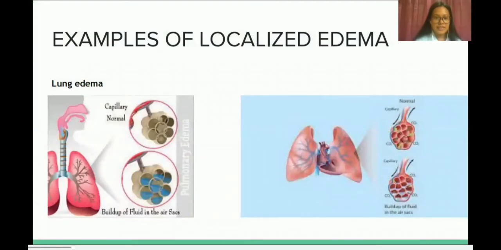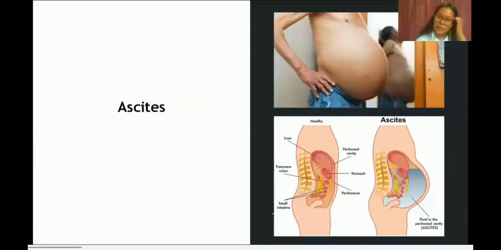We have here the examples of a localized edema. First, we have the lung edema or the hydrothorax, which is the accumulation of fluid in the thoracic cavity or the pleural cavity. For the next example, we have ascites or the hydroperitoneum. So this is the excess fluid buildup in the belly or the abdomen because of the pressure from tumors. Hydroperitoneum is also the collection of edema fluid in the peritoneal cavity.